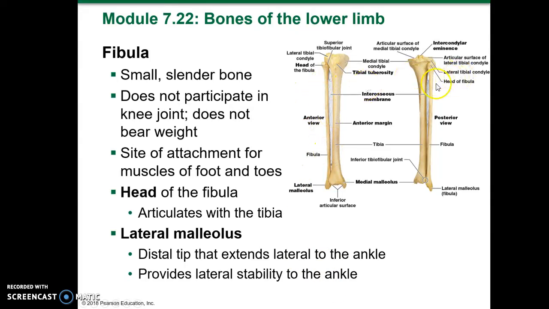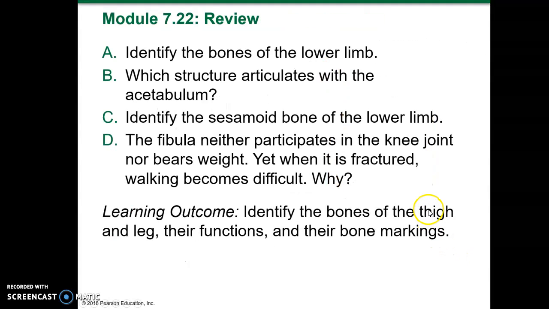If we look at the smaller bone, the fibula, it doesn't participate in the knee joint at all, as you can see up here. It doesn't bear weight. It's a site of attachment for muscles of the foot and toes, though. We do have a head of the fibula at the proximal end that articulates with the tibia. And at the bottom we have the lateral malleolus. It provides lateral stability to the ankle.